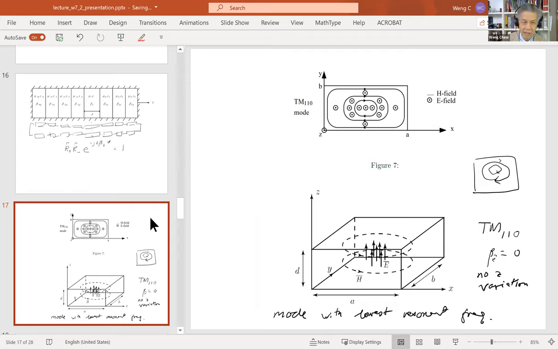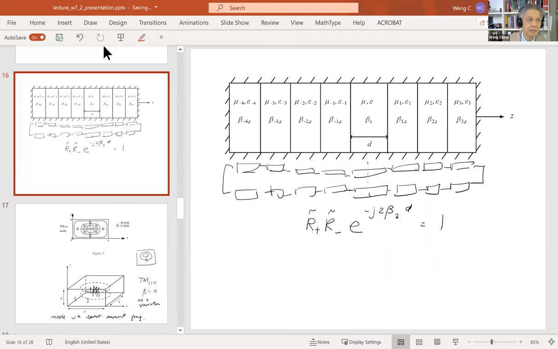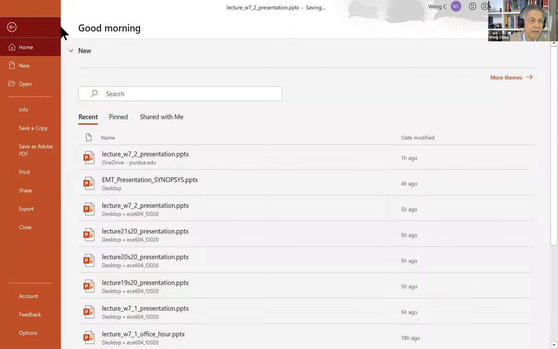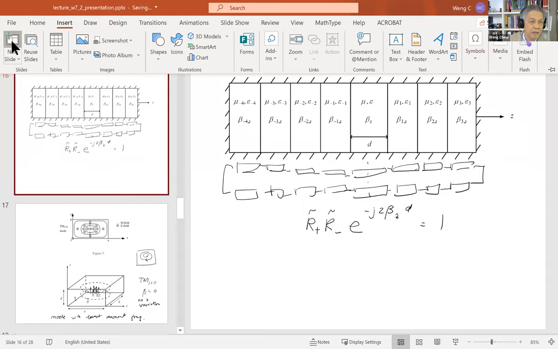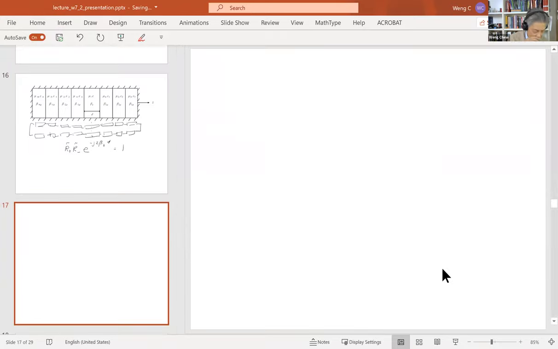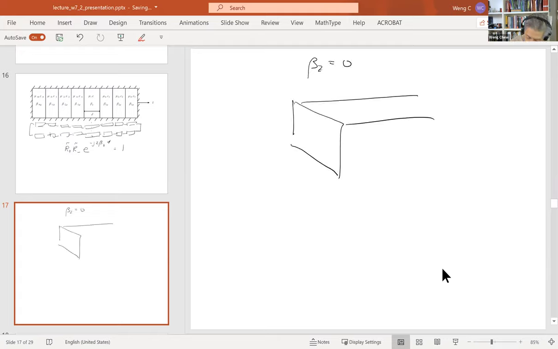But let me look at the rectangular waveguide or the circular waveguide or any cylindrical waveguide. Let me move this away. Okay, so let me look at the cylindrical waveguide and let's look at the beta z equal to zero case. If I have a waveguide, what does beta z equal to zero mean? Let's assume that this is the z axis. Okay, what does beta z equal to zero mean? To you, what does it mean?